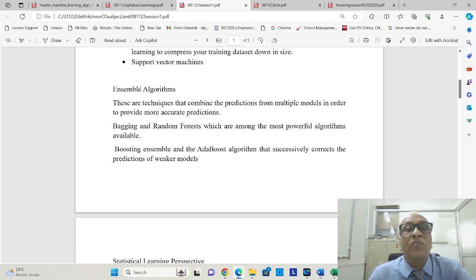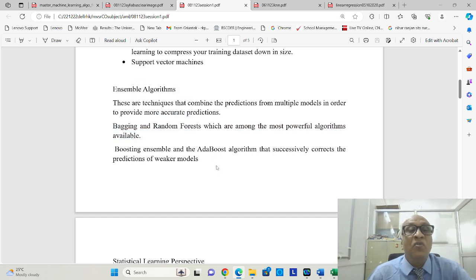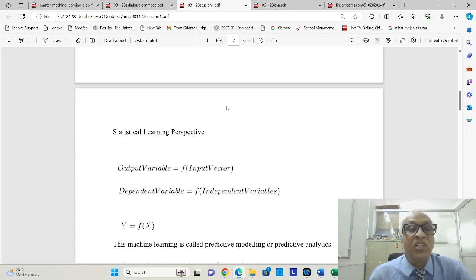Whenever we refer to an ensemble algorithm, what is the meaning of that? It will be combining. What will it be combining? The ensemble algorithm will be combining the predictions from multiple models for better predictions. Whenever we speak about ensemble algorithms, which algorithms come to our mind? Bagging algorithm, random forest algorithm, boosting ensemble, AdaBoost algorithm. So these are a few of the ensemble algorithms which are referred to.